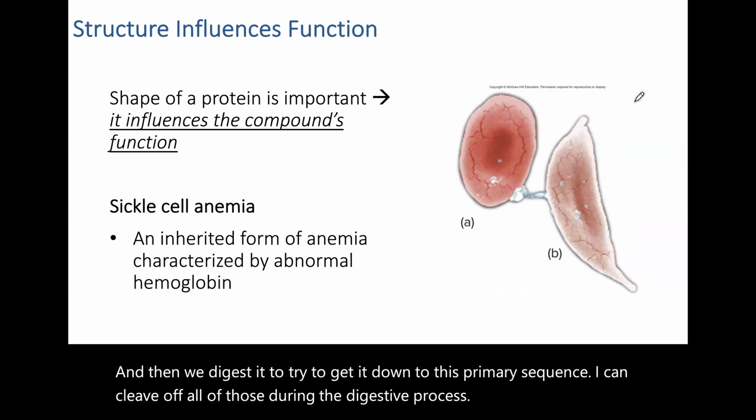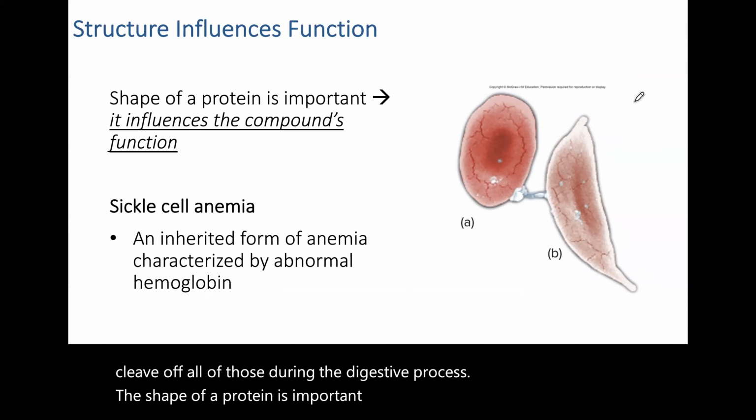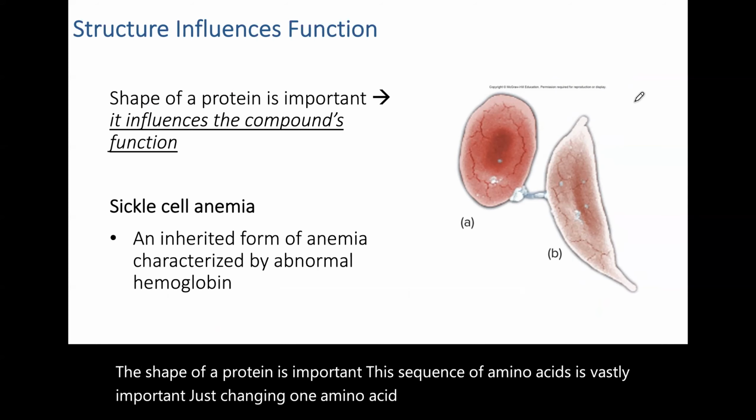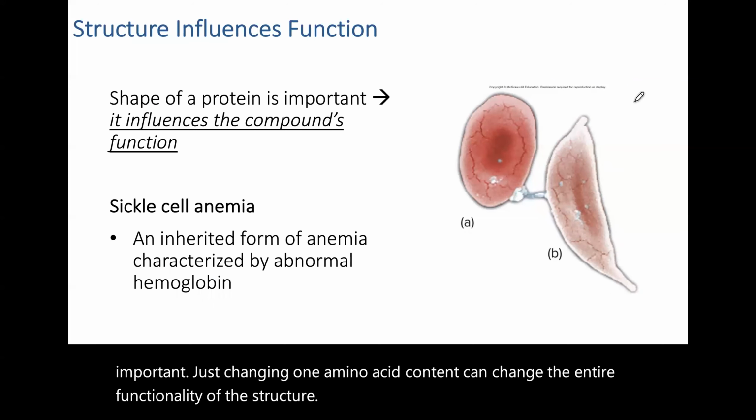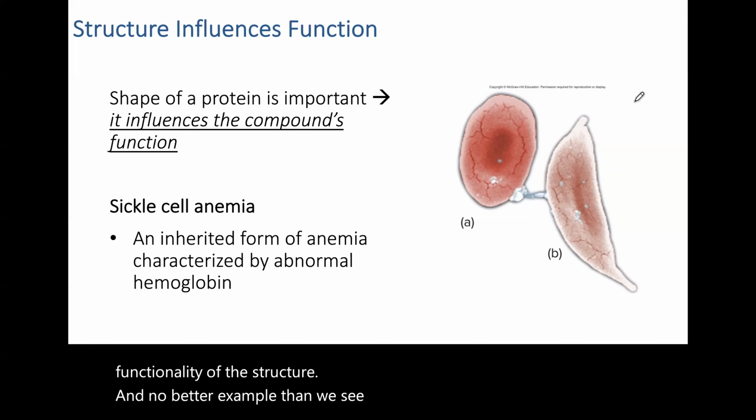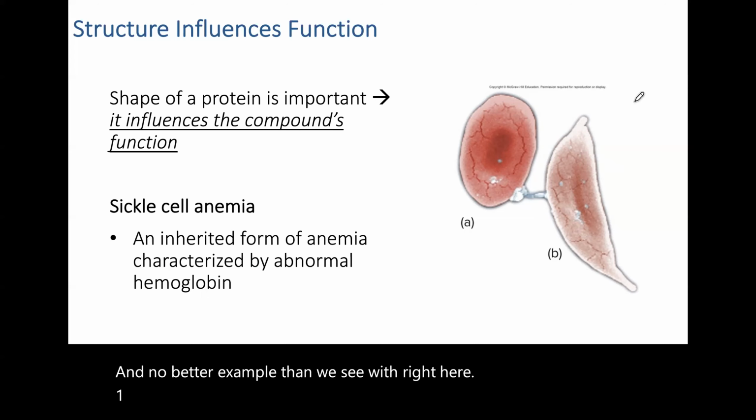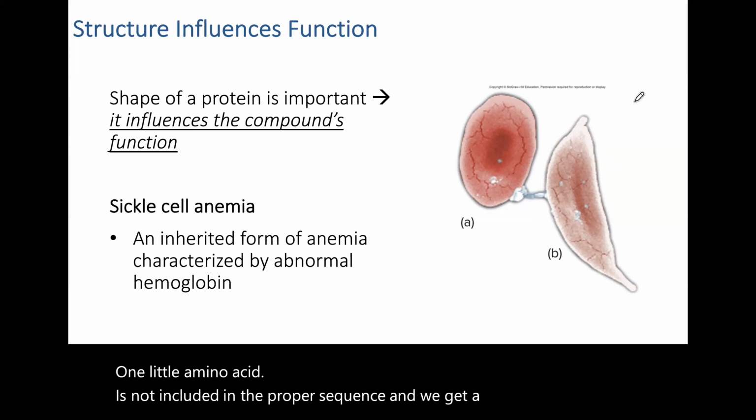The shape of a protein is important. This sequence of amino acids is vastly important. Just changing one amino acid can change the entire functionality of the structure. And no better example than we see right here. One little amino acid is not included in the proper sequence, and we get a totally different shape and structure for the red blood cell.